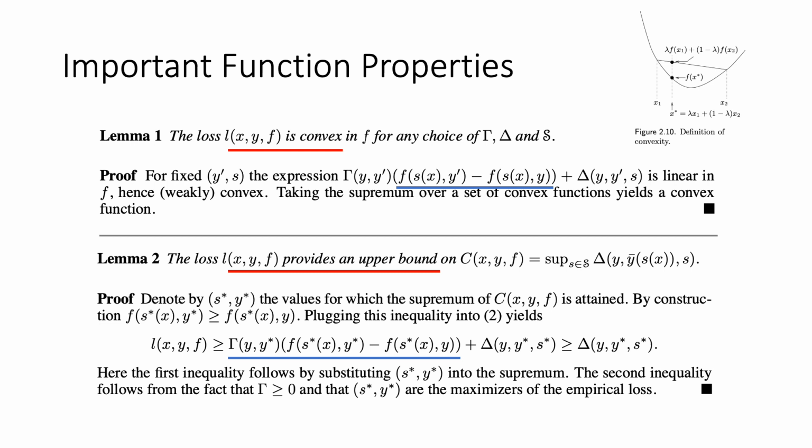The second important function property is that the loss provides an upper bound on the cost function that we actually want to optimize, and that's shown in the second blue underline. The delta y star s star term is the same on both the right and left side of the inequality. And this underlined blue term is always guaranteed to be positive because gamma is always positive. So an extra term added to the same thing will always make that inequality constraint hold.